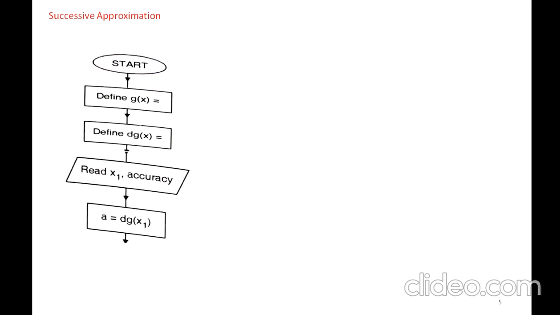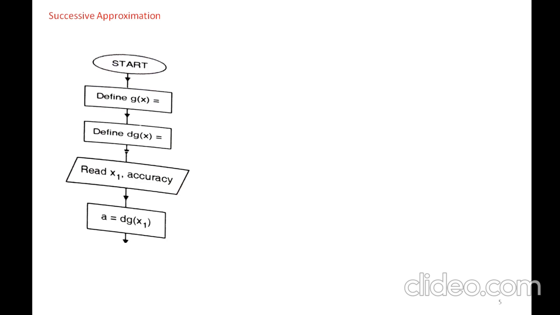Firstly, our flowchart starts from start to define the function, that is g of x. Then we define the function dg of x. dg of x is the first derivative of the g of x function, and g of x is any function which we convert in the form of x. Then as an input we consider x1 as an initial guess and accuracy. As we are dealing with the accuracy criteria, the inputs are initial guess x1 and accuracy.